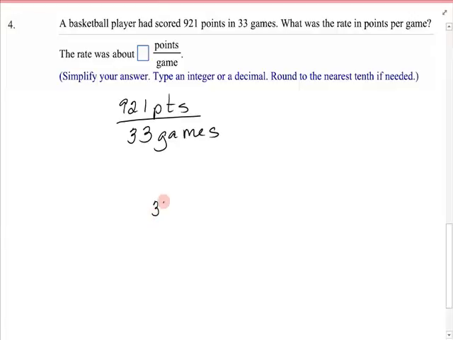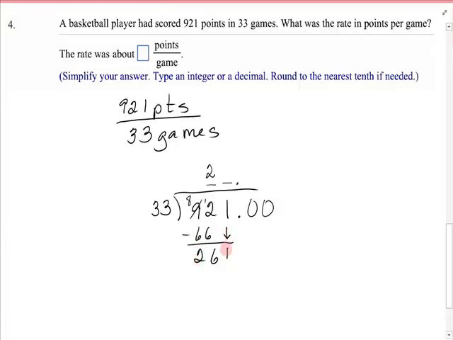So I'm going to divide 33 into 921. 33 doesn't go into 9, but it goes into 92, so my answer is going to look like this. I'm going to go ahead and put a decimal and a 0, maybe 2 zeros, because it said round to the nearest tenth if necessary. 33 goes into 92. It's only going to go 2 times. 2 times 33 is 66.